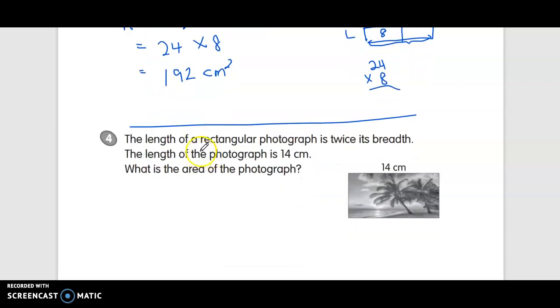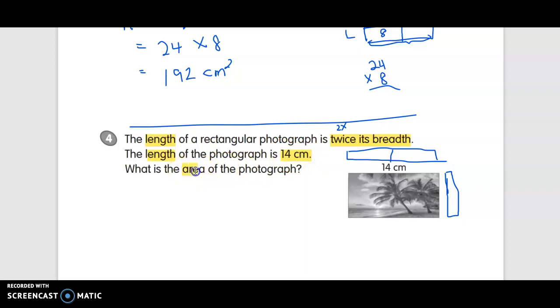Okay, last but not least, the length of a rectangular photograph is twice its breadth. Okay, so let's highlight the keyword. The length is twice its breadth. That means, what does twice mean? 2 times, right? 2 times of its breadth. Okay, that means if I draw boxes, the length is 2 boxes. And the breadth is only 1 box.